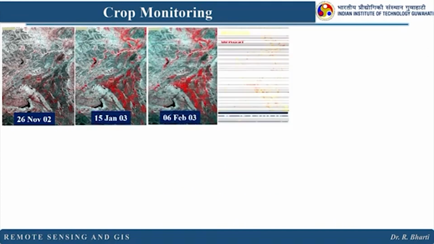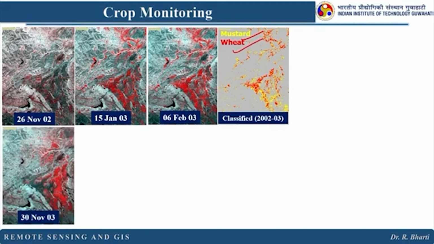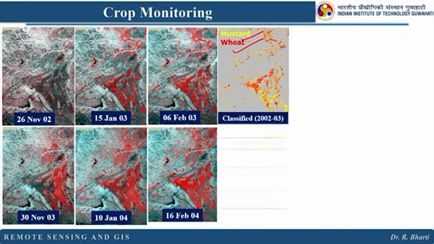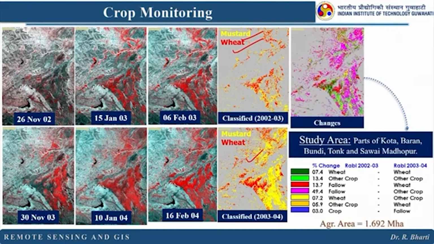Here you can see this is for 2002 and 2003. Yellow color represents mustard, red color represents wheat, and for 2003 and 2004 you can see the area has been increased, right? So you can easily find out what the changes are. The changes can be identified, and here you can see this legend. Following such methodology, you can easily find out how much area has been used as agriculture, what different crops have been cultivated, and whether it is more or less compared to the last few years, right?